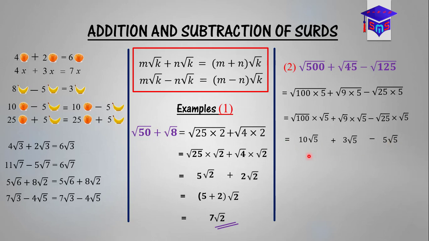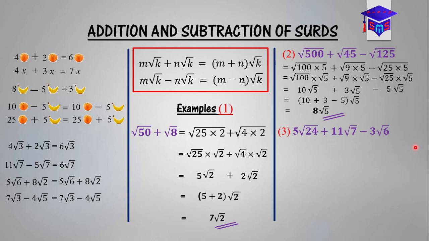Now this is in the simplest form, so we can go ahead and add and subtract the coefficients. So now we are going to add 3 to 10, then subtract 5. So you have 10 plus 3 minus 5. Then you bring the root 5. Because they are like sets, we can add and subtract their coefficients. This is going to give us 8, then you bring down the root 5. That's your answer. Isn't it simple? Good. Let's look at the last example.